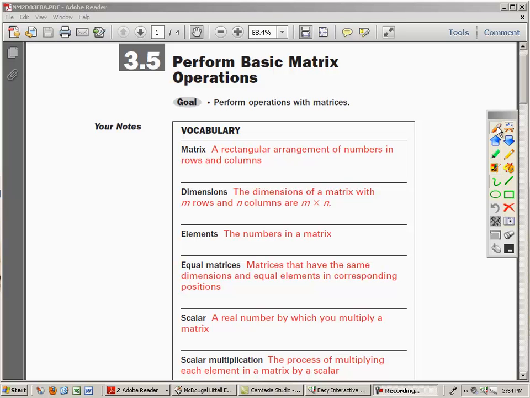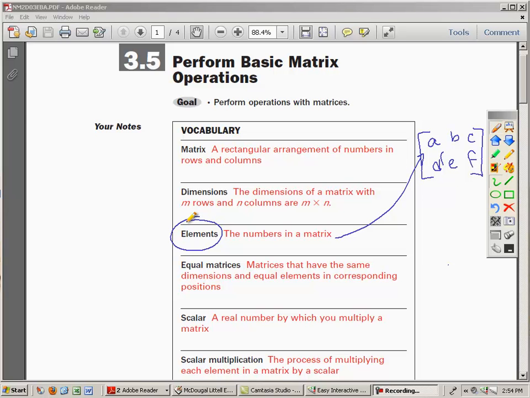A matrix is a rectangular arrangement of numbers in rows and columns. We typically use these square brackets to represent a matrix. In that matrix, we can have a series of numbers, and I'll just use A, B, C, D, E, F, something like this. Those entries, or these numbers in the matrix, are what we refer to as elements.